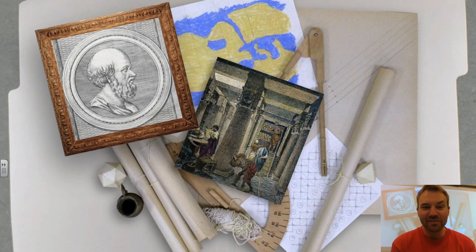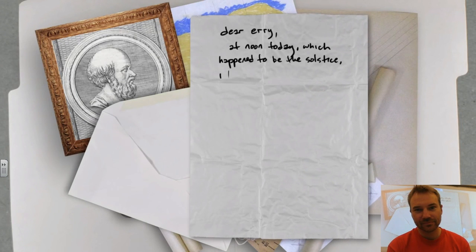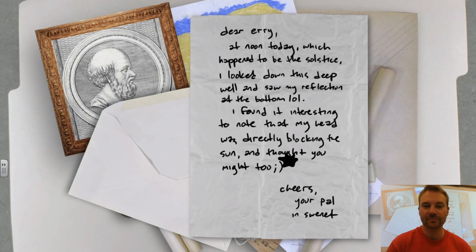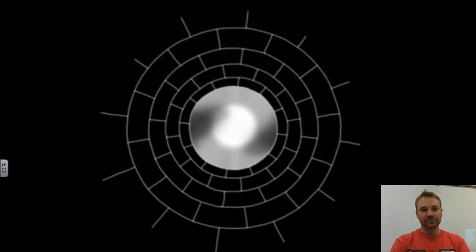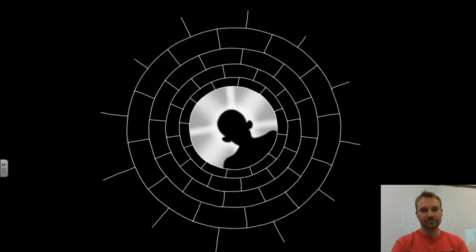Now, Eratosthenes was the third librarian at the Great Library at Alexandria. This is a great story. He made many contributions to science, but the one he is most remembered for began in a letter that he received as the librarian from the town of Swenet, which was south of Alexandria. The letter included this fact that stuck in Eratosthenes' mind. The writer said that at noon, on the solstice, when he looked down this deep well, he could see his reflection at the bottom, and he could also see that his head was blocking the sun.